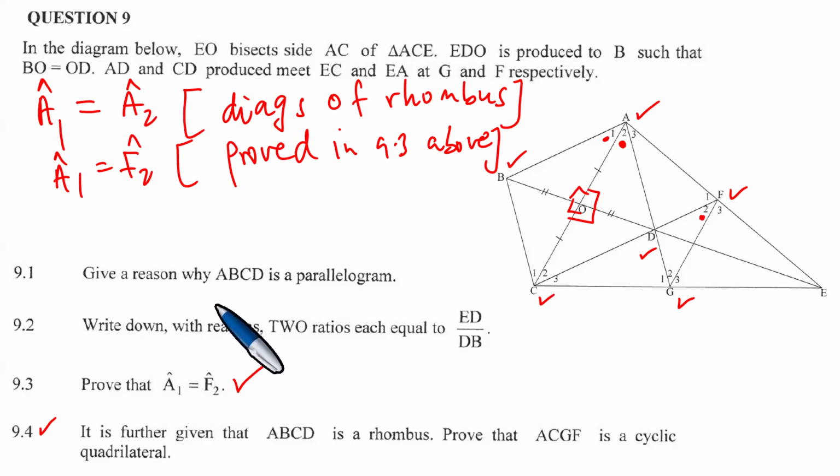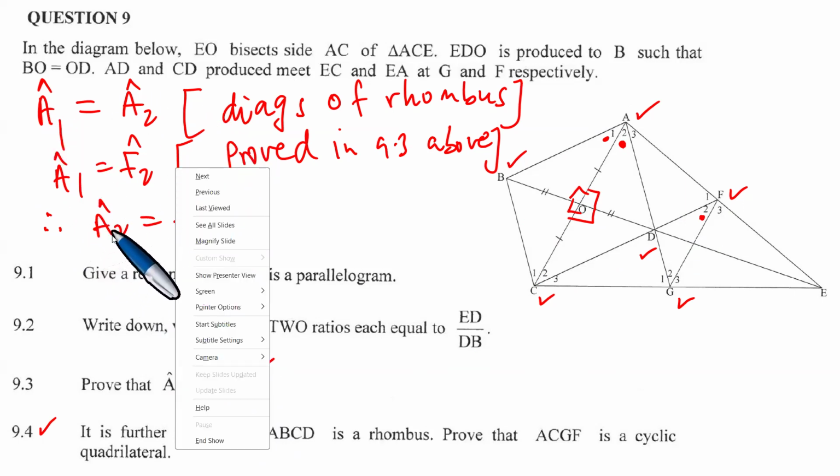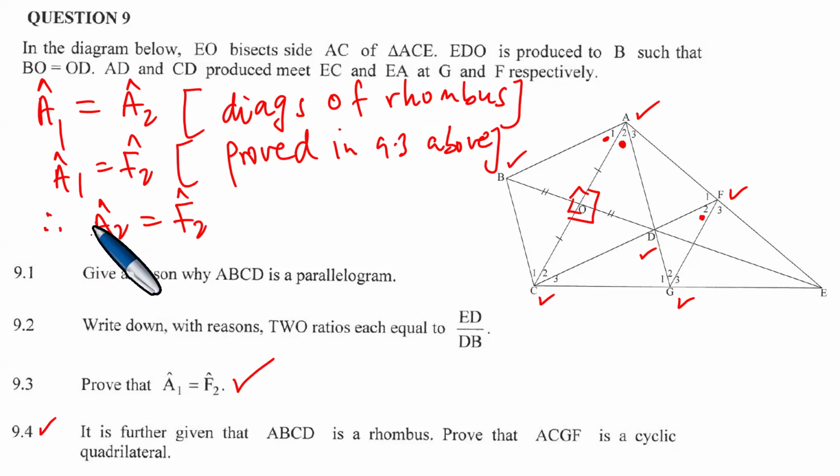So what is the next thing? If A1 is A2, and angle A1 is F2, what is then the conclusion? The conclusion, therefore, is that angle A2 is equal to the angle F2, because A1 is A2 and A1 is F2, so these are both equal to A1. This one is A1, this one is A1, which means that A2 is equal to F2.